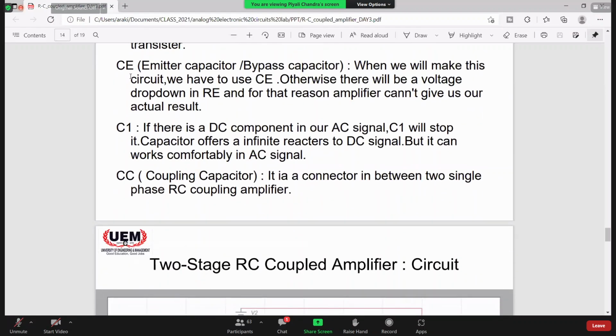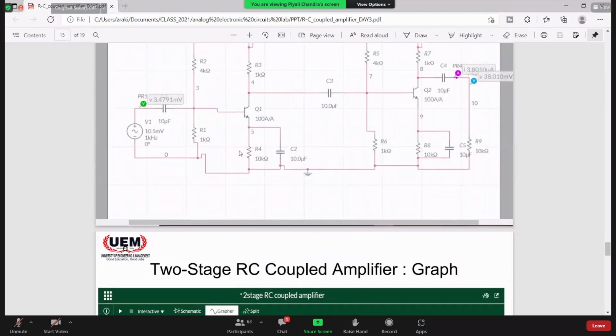The third one is C, that is the emitter capacitor or bypass capacitor. When we make this circuit, we have to use C. Why? Because if we don't use this, there will be a voltage drop across RE. So what is RE? This is RE, we all know already.